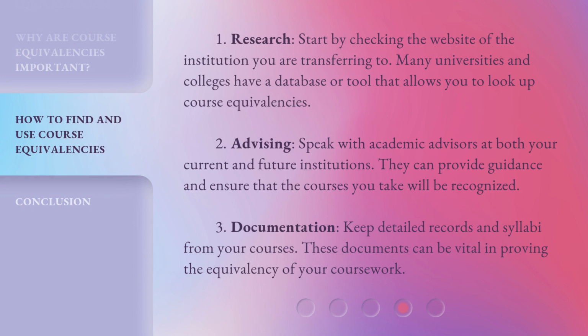1. Research. Start by checking the website of the institution you are transferring to. Many universities and colleges have a database or tool that allows you to look up course equivalencies. 2. Advising. Speak with academic advisors at both your current and future institutions. They can provide guidance and ensure that the courses you take will be recognized. 3. Documentation. Keep detailed records and syllabi from your courses. These documents can be vital in proving the equivalency of your coursework.